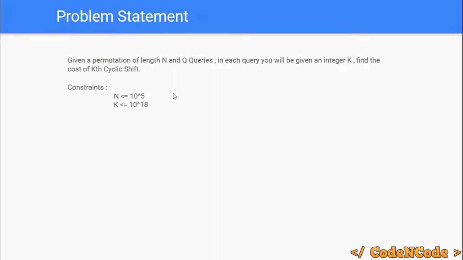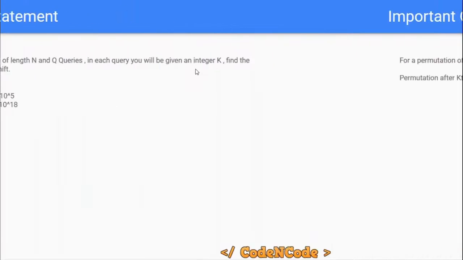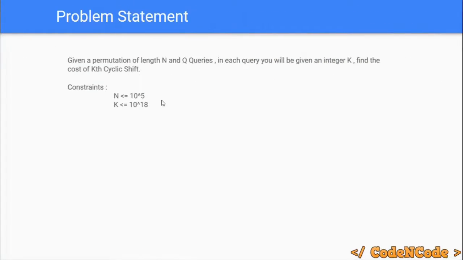Here the constraints are n can be as large as 10 to the power 5, while k can be as large as 10 to the power 18. So you see, the number of elements in the array can be as large as 10 to the power 5, but k, which is the cyclic shift, can be as large as 10 to the power 18. I forgot to mention the number of queries here. Queries can also be as large as 10 to the power 5. So there can be 10 to the power 5 queries, and each time they can ask you to find the cost of the kth right cyclic shift.